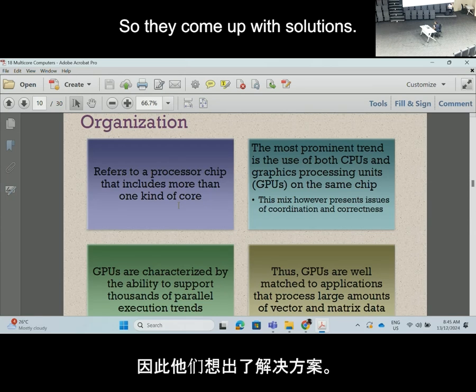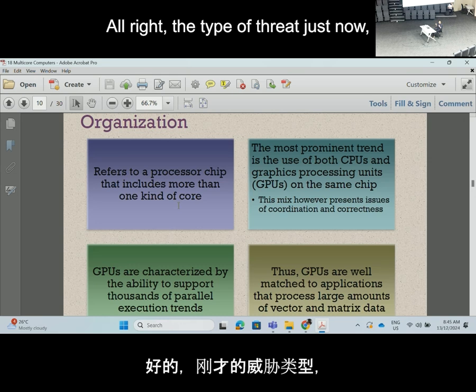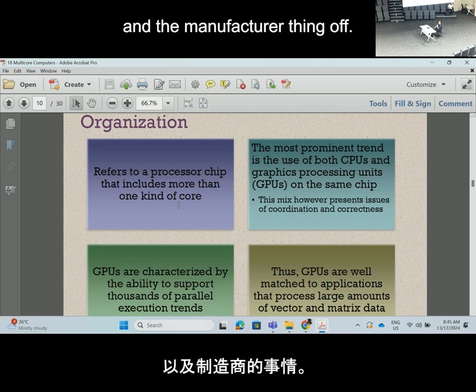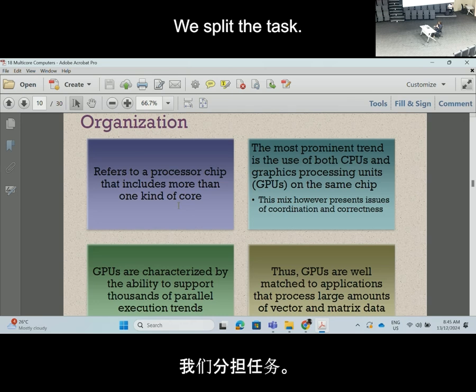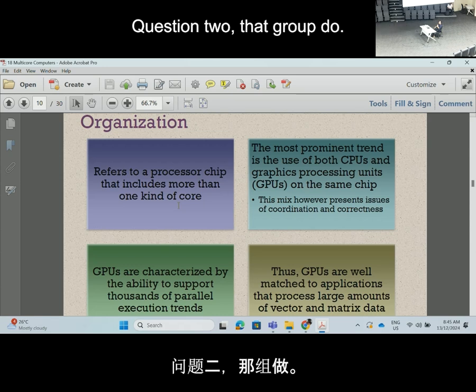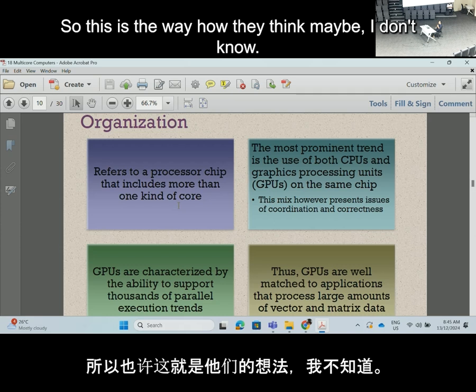So they came up with solutions. The type of thread just now, we split the work tasks. I think that is what the programmers and manufacturers thought of. We split the task, like the questions in my practical class: question 1, this group does; question 2, that group does. So I segregate and distribute the tasks. This is how they think, maybe, I don't know.